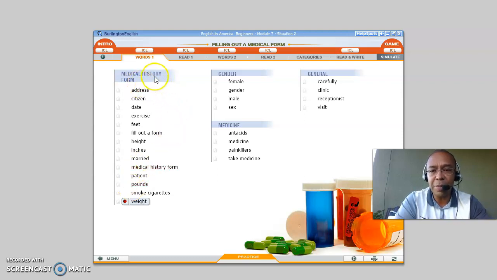So these are the medical history form vocabulary words that you will need to remember. So repeat. Address. Citizen. Date. Exercise. Feet. Fill out a form. Height. Inches. Married. Medical history form. Patient. Pounds. Smoke cigarettes. Weight. Well, these are the words that I would like you to practice.